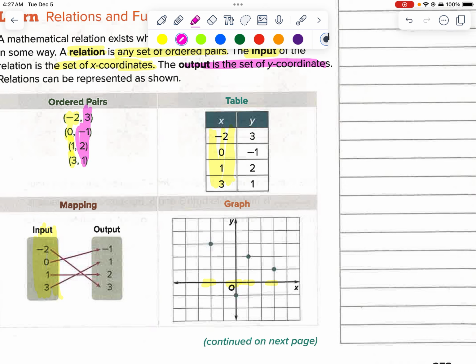Then my y values are my output values. These are my output values. Okay, there would have been an output here, an output here, an output here, and an output here. So those y values are your output values.